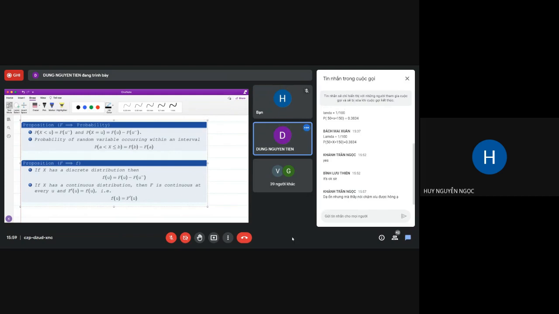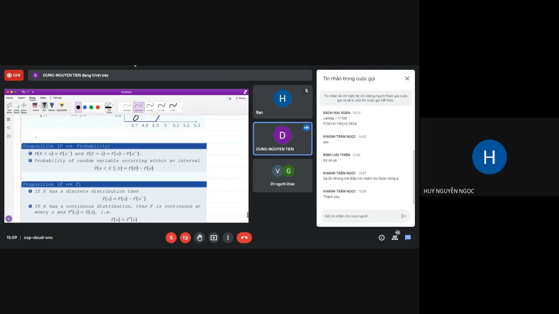Okay. Now, you can see that you can find the probability that x is less than or equal to u. That is F of u. And you can also see that the probability that x is less than u is F of u minus, the left limit. And then from these two equations, you can find the probability that x is equal to u. It is the difference between them, and you get F of u minus F of u minus.